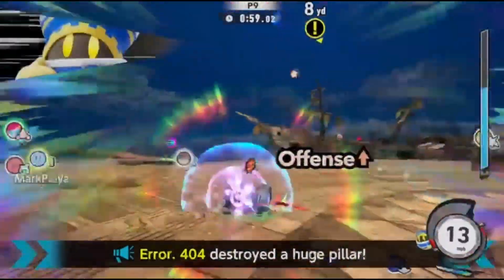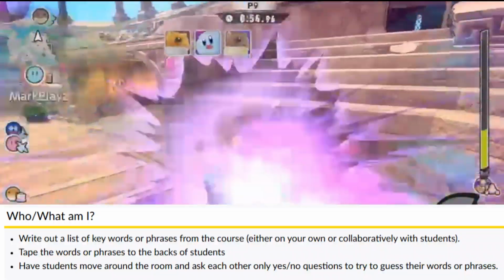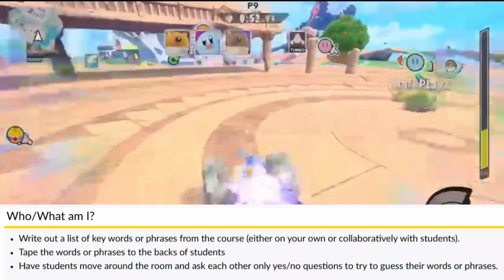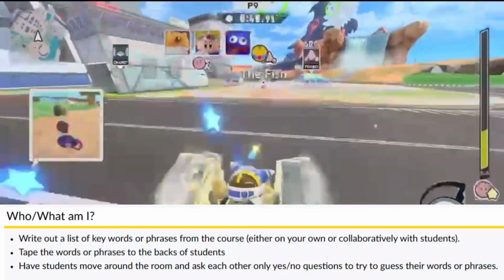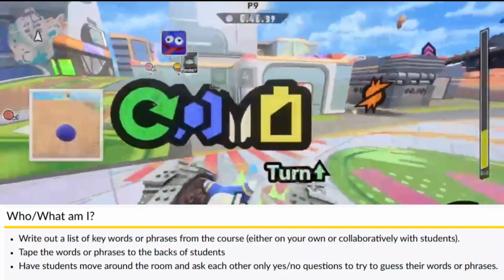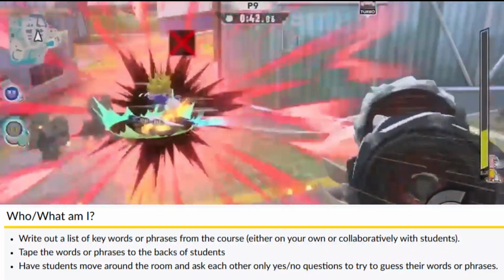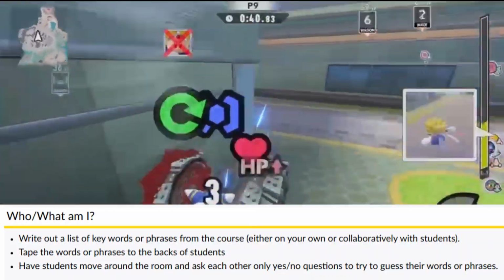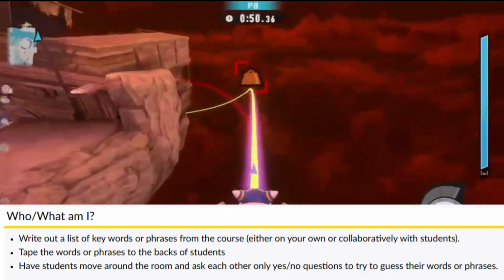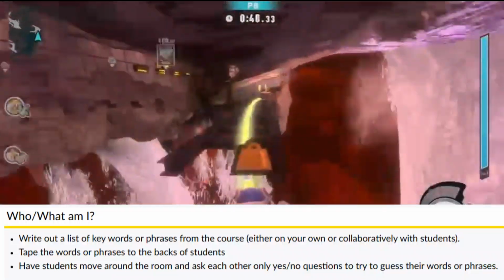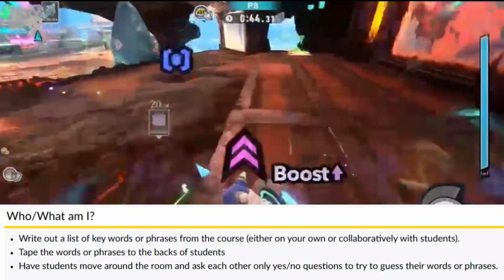And the final one is the who or what am I strategy. For this one, you write out a list of keywords or phrases from the course, and then you tape those words or phrases to the backs of the students, or to a whiteboard if the backs of the students is hard to do. And then you can have students move around the room and ask each other only yes or no questions to try to guess their words or phrases.